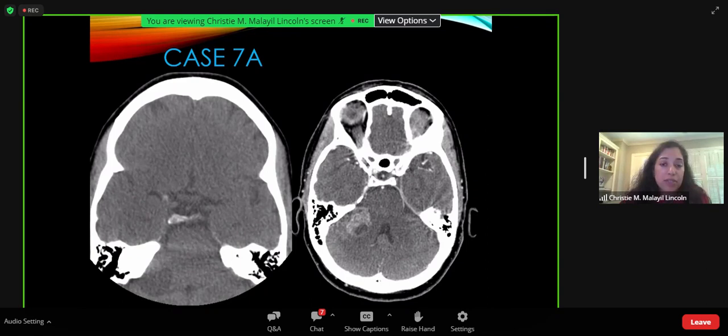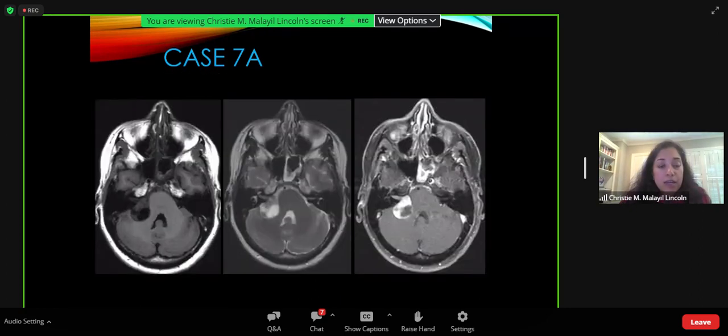It looks like it's in the right cerebellopontine angle cistern, causing some mass effect upon the right middle cerebellar peduncle. This is the same patient in MRI images. So you have T1 images on the left, T2 images, and then post contrast on the right. So you can see here that the mass is kind of heterogeneous on T2 and T1 images.